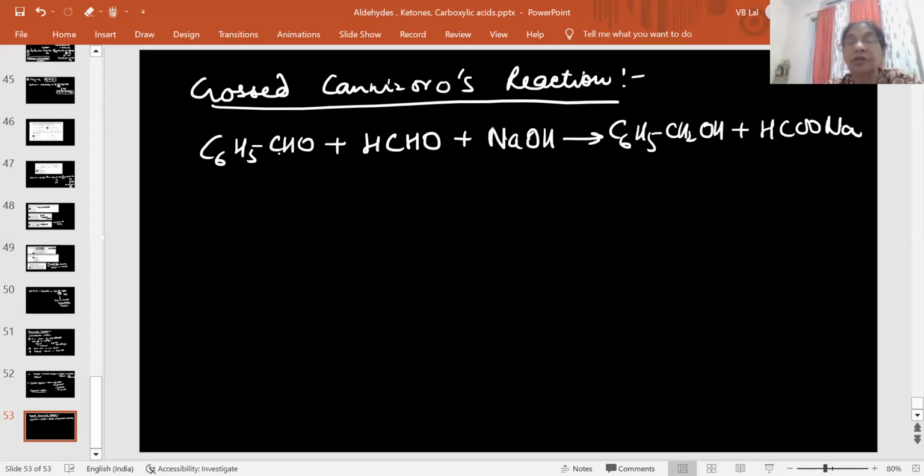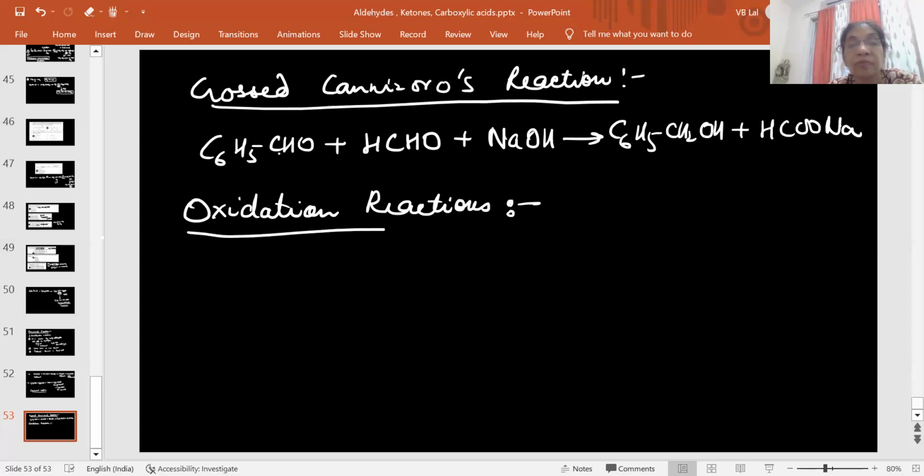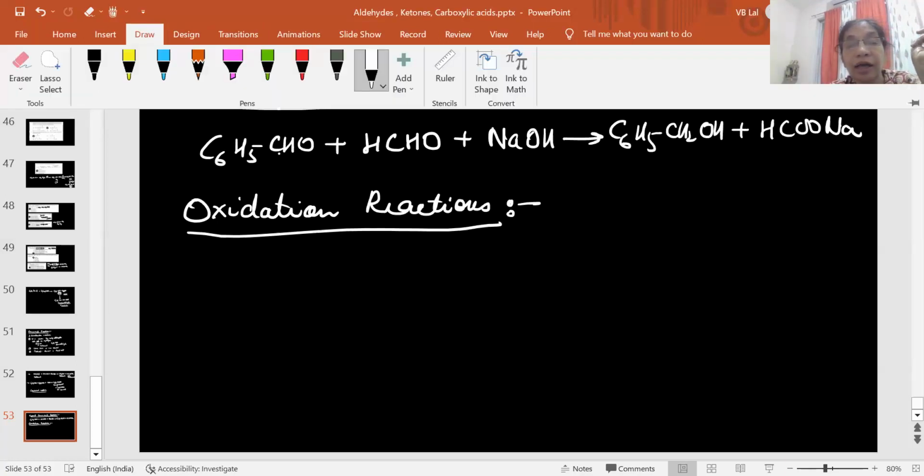Now comes the last two reactions here. The first one of them is the oxidation reaction. Oxidation reactions. Now, before I do oxidation reactions, please remember very clearly that you have to remember this.